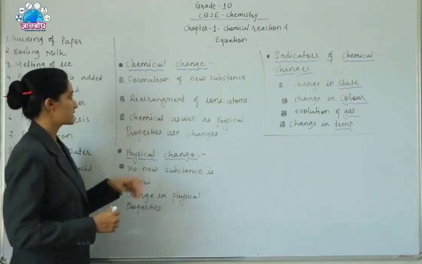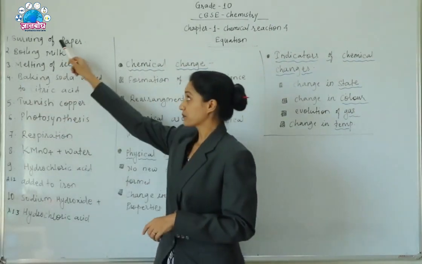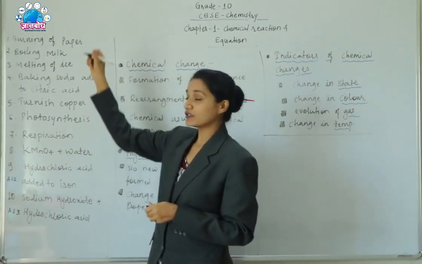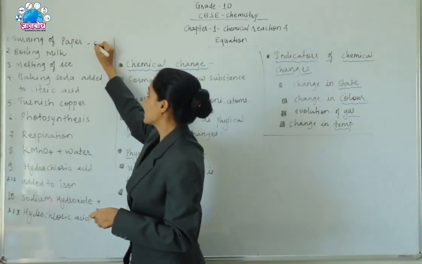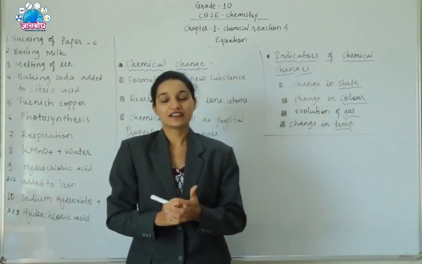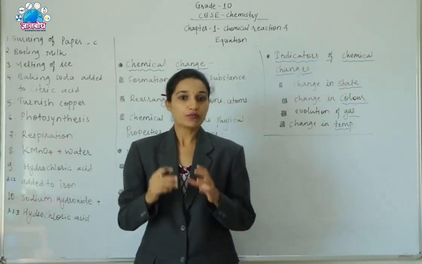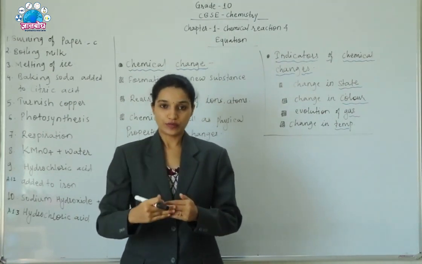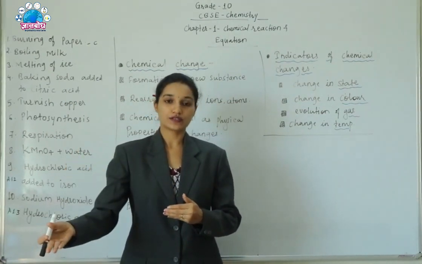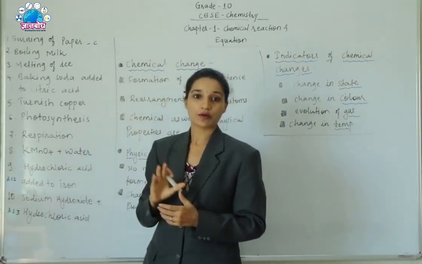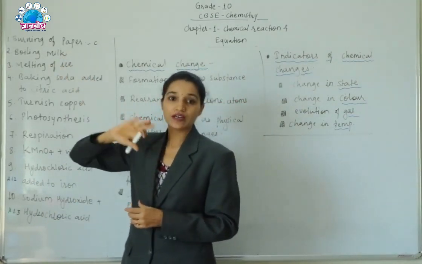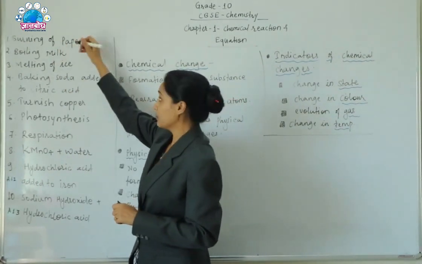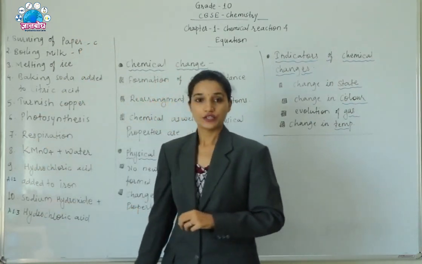So let's take some more examples to understand with the activity. I have explained the first activity, that is burning of paper. So we understood here that burning of paper is a chemical change. The next example is boiling milk. Now boiling itself is a physical change, where the state of matter changes from liquid to gas and temperature is changing. So here only physical properties are changing. Milk is still milk. We are using that milk as milk, and therefore boiling milk is a physical change.